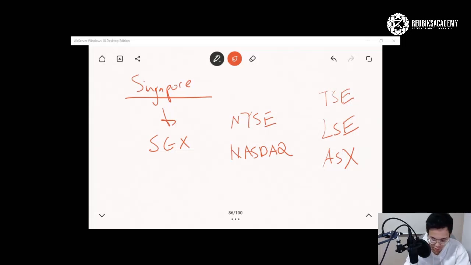And because of the fact that they are located in different countries, they also have different operating timings, which is why depending on the stock that you buy, you have to look at the chart or know that that stock is only active during selected hours.